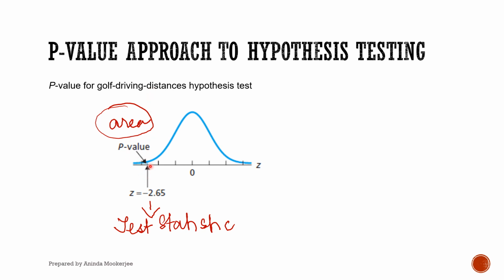If it's a left tail test, then the p-value will be located to the left. If it is a right tail test, the p-value will be located to the right. If it is a two-tail test, then the p-value will be 2 times whatever the area is on one side.